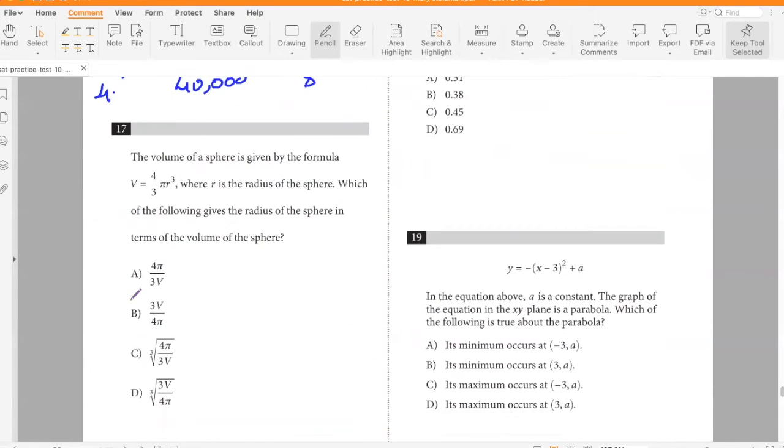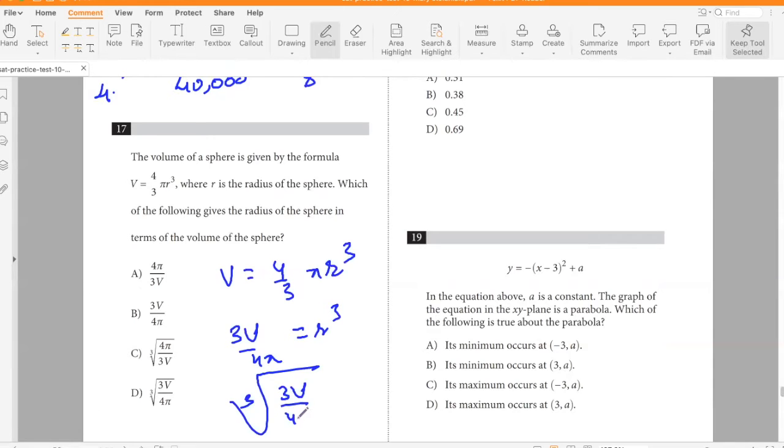The volume of a sphere is given by the formula V is 4 by 3 pi r cubed, where r is the radius of the sphere. Which of the following gives the radius of the sphere in terms of the volume? So V is 4 by 3 pi r cubed. So 3V by 4 pi is r cubed. So the third root of 3V by 4 pi would be the radius. So the third root of 3V by 4 pi, option D.